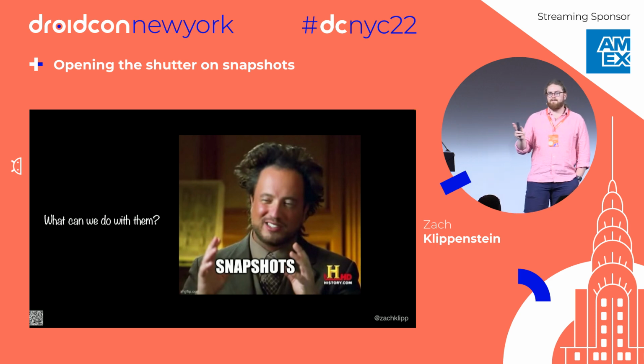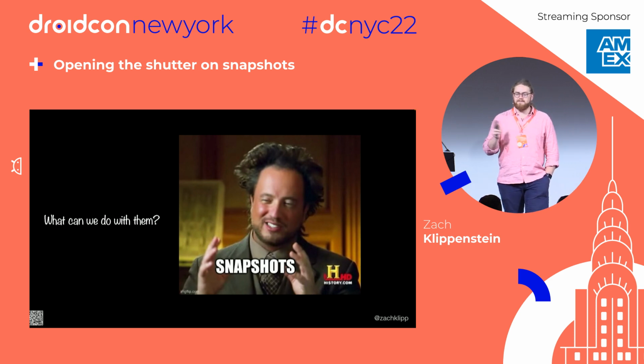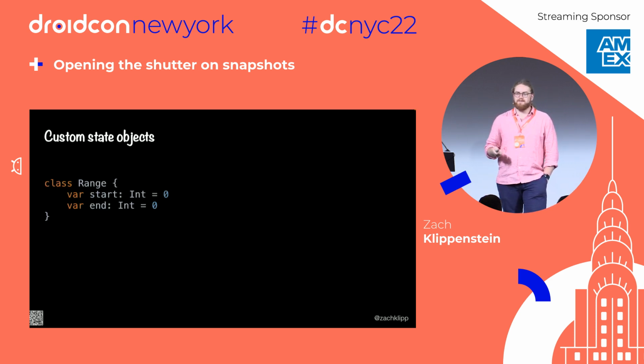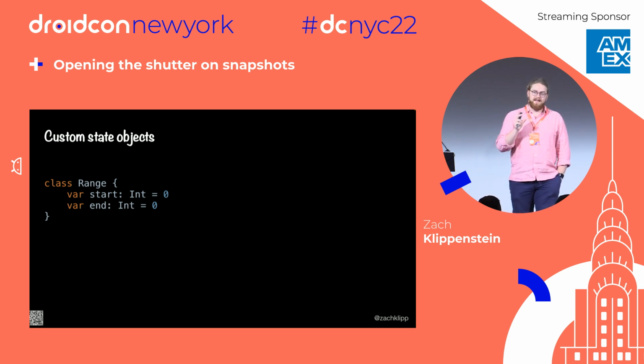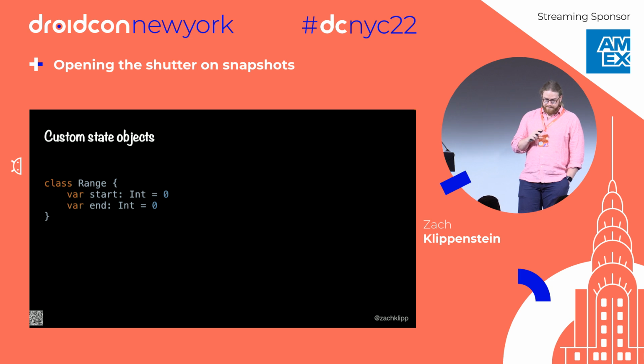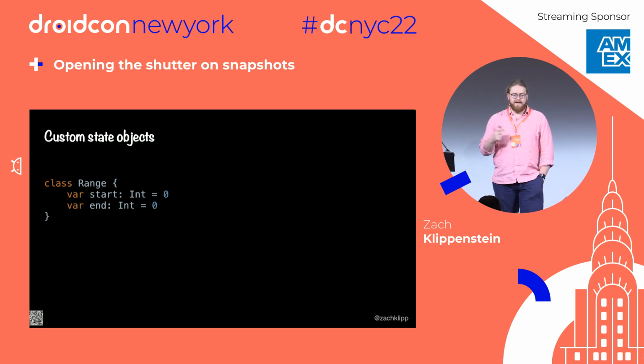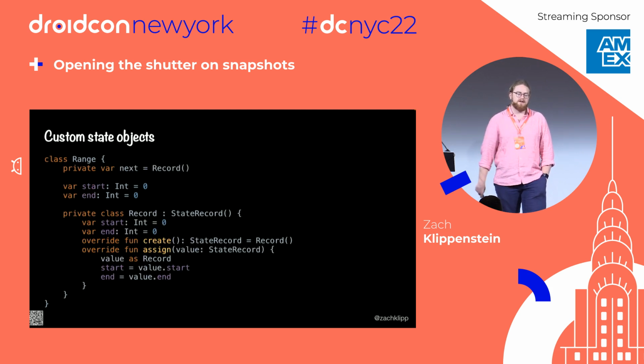So that's basically how mutable state works. That's basically the important parts of the snapshot system that I wanted to talk about. Now let's look at some other cool things we can do. We just looked at an implementation of a state object, so let's look at making a custom one. Let's say we've got this range here. It's just an integer range, and it's mutable, so you can change start and end. Let's make it snapshot aware.